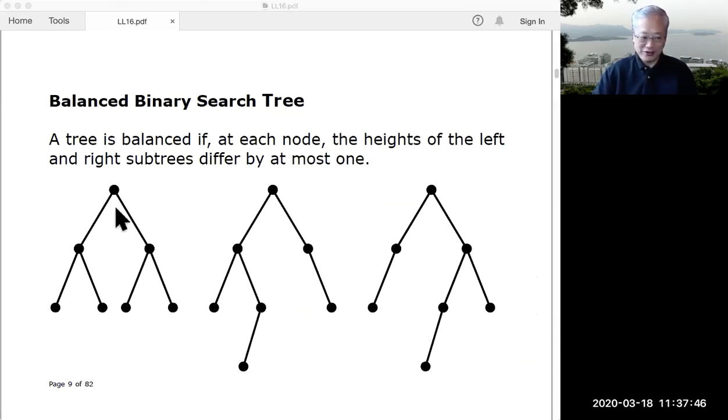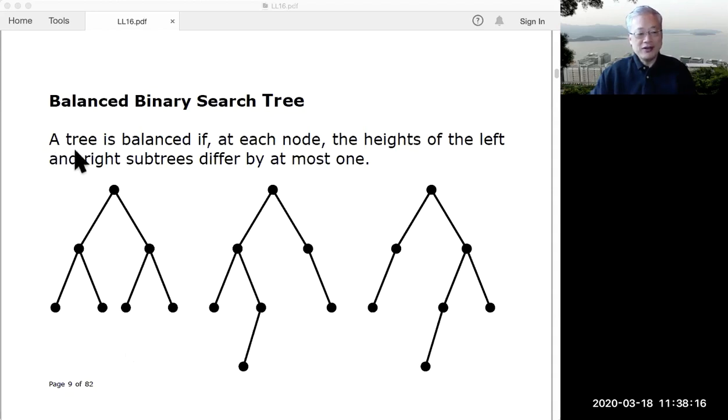Because, in general, it takes fewer steps to search for a particular node, no matter what. So the first question we have is, we know that we want a more balanced binary search tree, but what is the definition of a balanced binary search tree? We have to answer this question first. So here we give a definition.